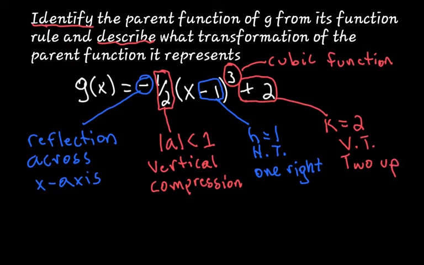So when they want you guys to describe a transformation, you need to write down what the transformation is. You can have everything like we do here. You can have a reflection, you can have a vertical compression, horizontal translation, and vertical translation. You don't have to have all of them in a function. Some functions might have a reflection across the x-axis and a vertical compression only, or you might have horizontal translation and vertical translation only. Okay, so this is introduction to parent functions and transformations. Make sure you review the general rule and understand the variables.